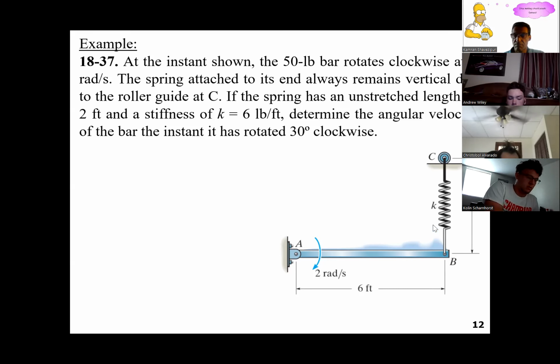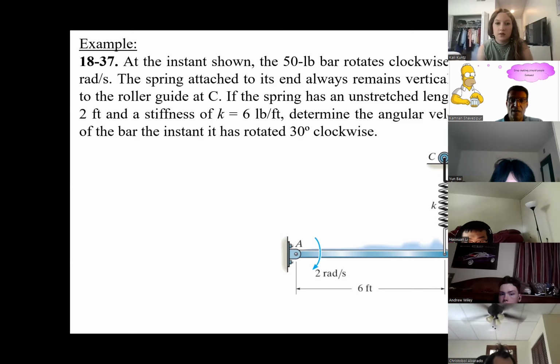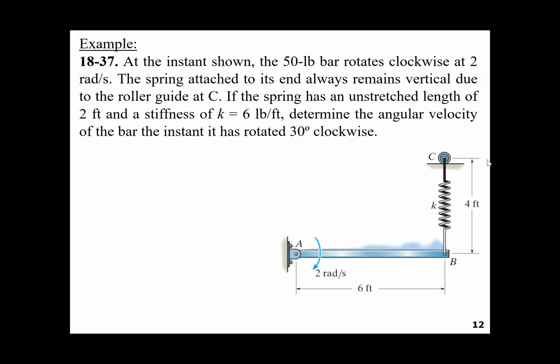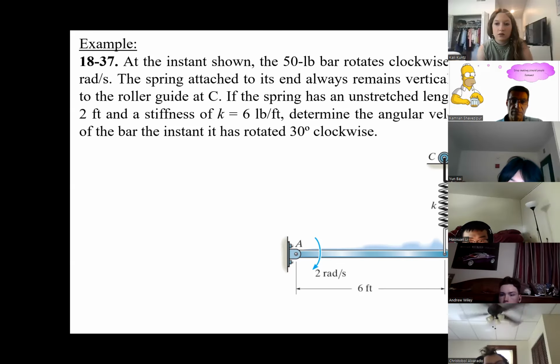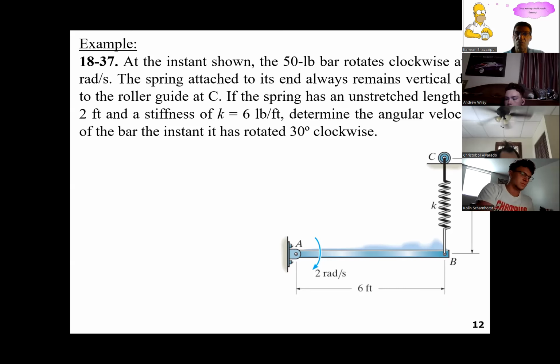That's the meaning of this geometry. It says the spring has an unstretched length of 2 feet. Look here, everybody. The unstretched length is 2 feet. The length here is 4 feet. How much is its deformation right now? 2 feet, right? 4 minus 2, 2. So the initial deformation at this position is 2 feet. That's the x1.